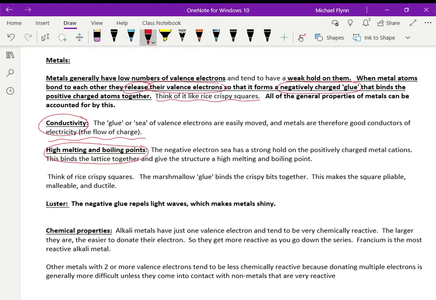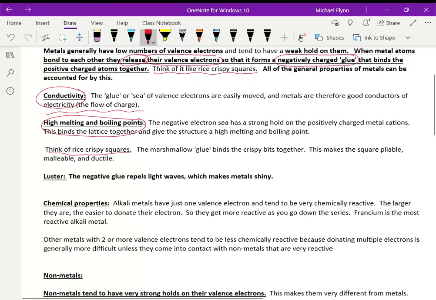It takes a lot to pull those metal atoms out of that soup, okay, to make them melt and fall out of their lattice work. Okay, so that's why they have high melting points and even higher boiling points, of course. So think of the Rice Krispie squares. The marshmallow glue binds the crispy bits together, making the square pliable, malleable, and ductile. Okay, so those are other properties of metals.